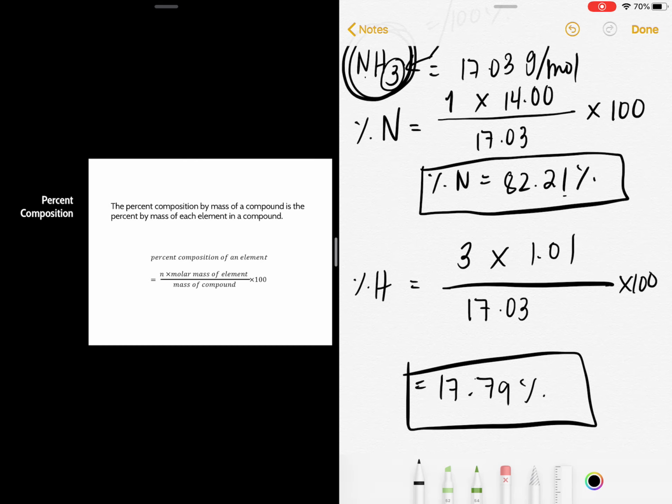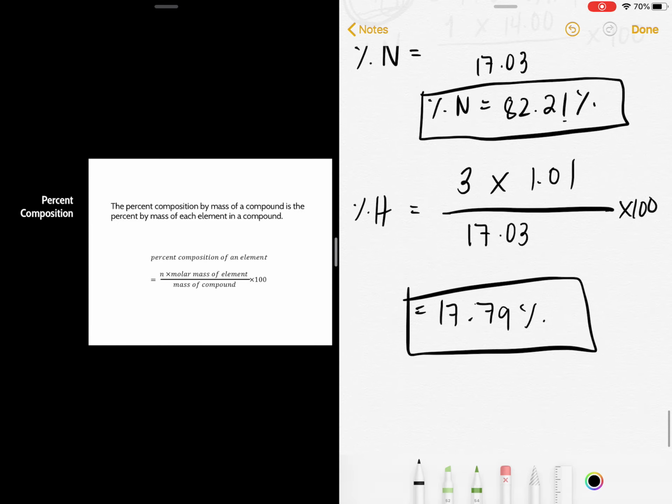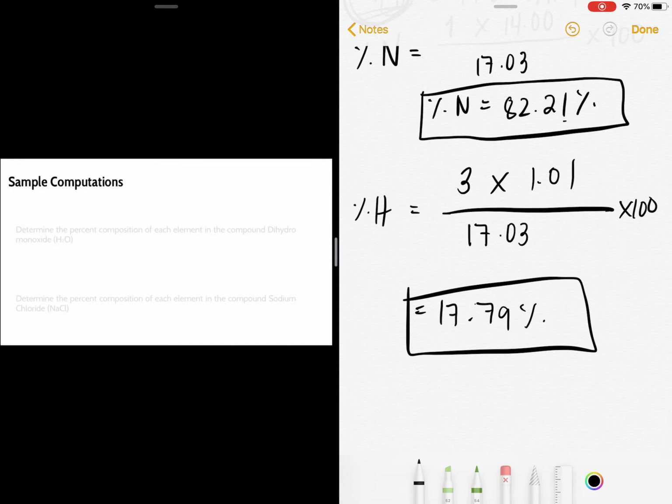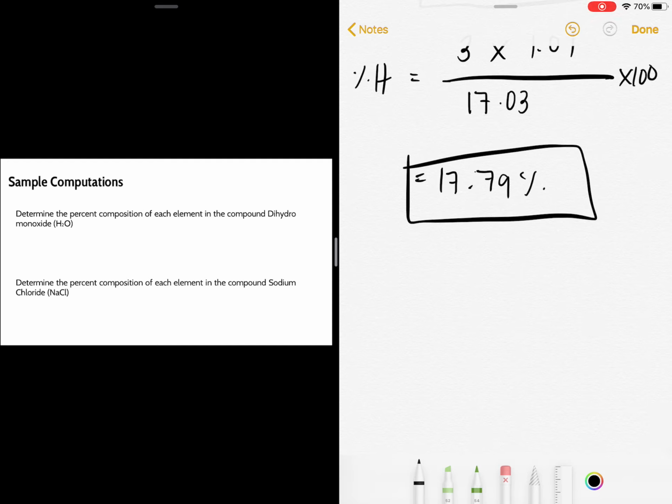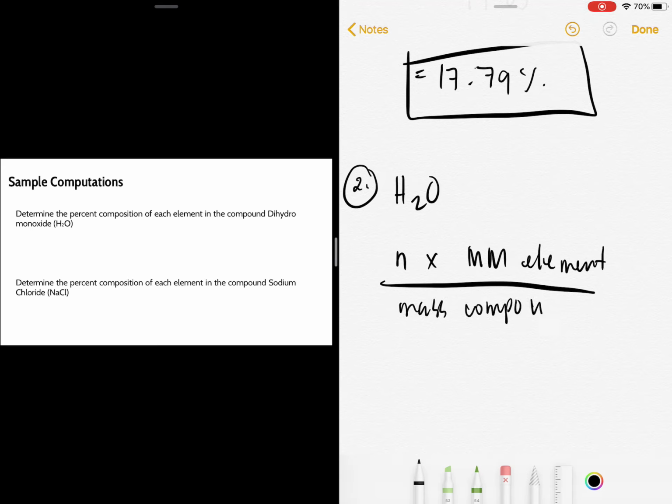So, again, ano yung rationale behind these computations? Kung yung buong ammonia daw ay 100%, yung percent nitrogen daw doon ay 82.21% and yung percent hydrogen ay 17.79%. So, gagawin ko yung isa. I'll do water. You try to do the sodium chloride on your own. So, here, determine the percent composition of water. What is the formula? N times the molar mass of the elements over the mass of the compound, times 100. Ayan. So, this is the formula for percentage composition.